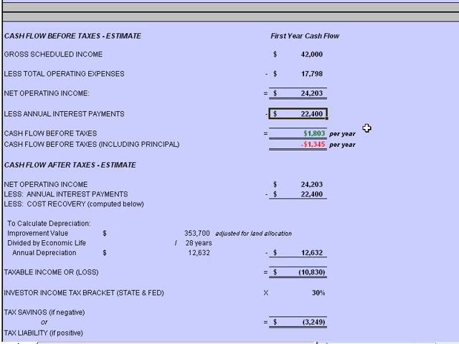Now, why do I say in the first year? Because over time, that's going to change if you're inflating the rent. But I want to know what's going to happen in the first year.